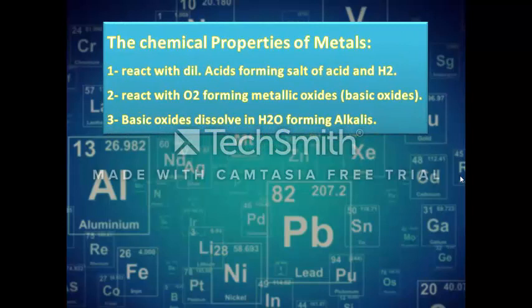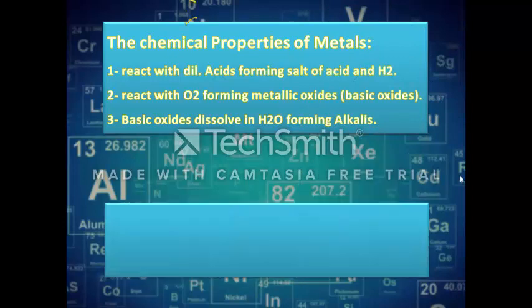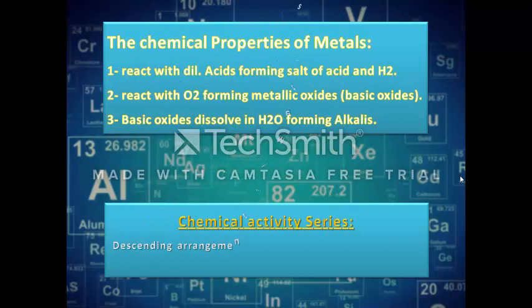The chemical properties of metal. Number 1, react with diluted acids forming salt of acid and H2. Number 2, react with oxygen forming metallic oxide or basic oxides. Number 3, basic oxides dissolve in H2O forming alkalis. Chemical activity series: it is the descending arrangement of metals according to chemical activity.